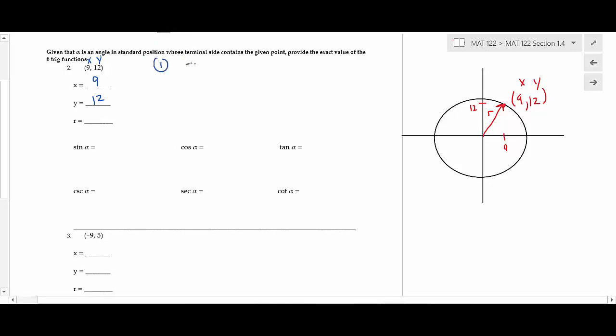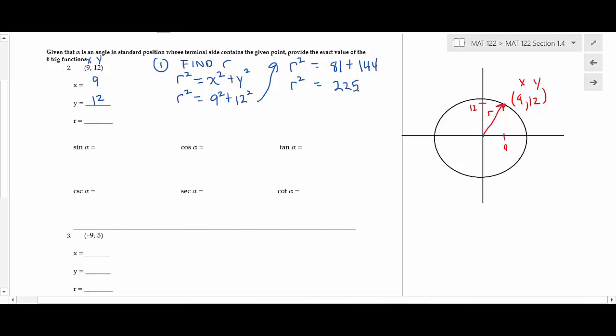The first thing you want to do is find r. So you're going to use the Pythagorean theorem: r squared equals x squared plus y squared. So we have r squared equals 9 squared plus 12 squared. I'll move this over here. We can work this out. 9 times 9 is 81, 12 times 12 is 144. Add those two numbers together and you get 225.